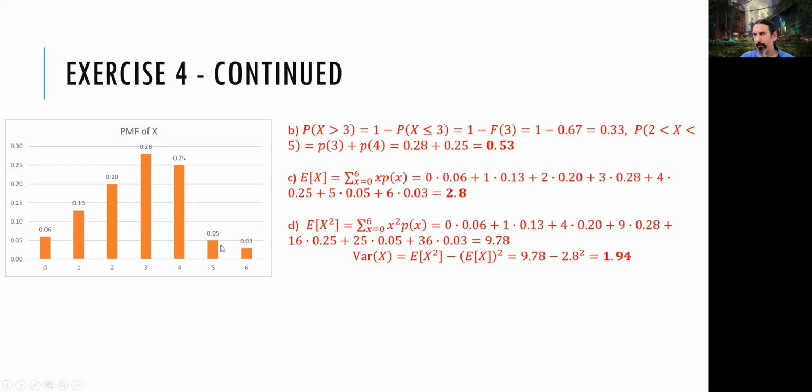And it's asking for the variance, I guess, right? Yes, variance of x. So I have to find the expected value of x squared. I'm just going to take the square of all these values and then multiply them by their respective probabilities and then add them together. As you can see, it's done here. So it's 9.78. And I already had found the expected value of x. So I'm just going to take the square of it and take the difference between them. It's going to give me 1.94. This is the variance that I was looking for.